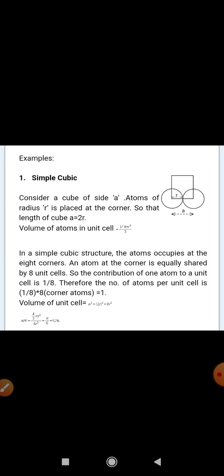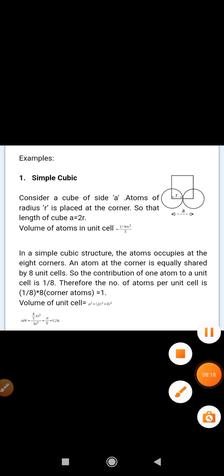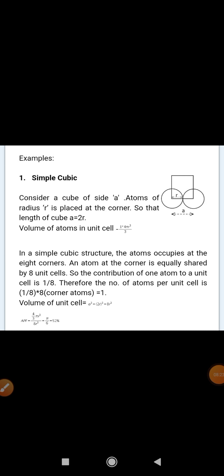And the atom at the corner is equally shared by 8 unit cells. So the contribution of one atom to a unit cell will be 1 by 8. That means 1 by 8th of an atom is present at each of the 8 corners of the unit cell. Therefore, the total number of atoms per unit cell is 1 by 8 into 8 equal to 1.